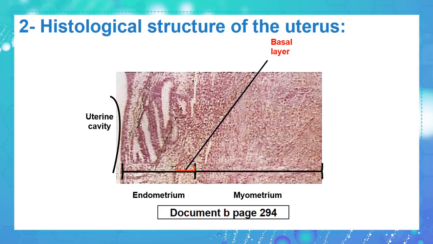The basal layer contains the undifferentiated stem cells capable of cell division, and the functional layer, or the superficial layer, is highly vascularized and contains endometrial glands that secrete substances needed for the implantation and later development of the embryo. But the uterine wall of a female doesn't always look the same if observed at different days of her cycle.